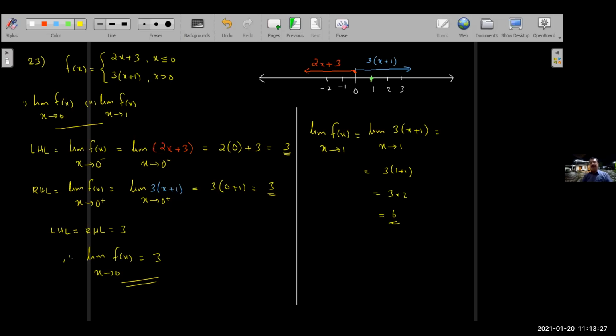So remember it, we take LHL and RHL, left hand limit and right hand limit, only if the question is to find the limit at that partition point. If the question is to find limit at any other point, we don't have to take left and right limit. Is it clear? Next one, 24th one.